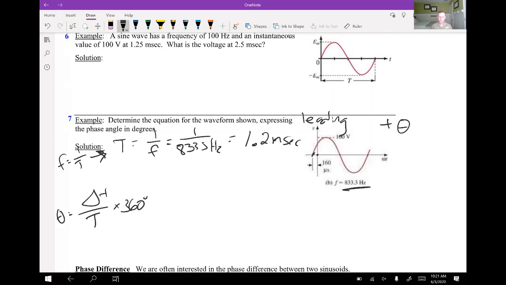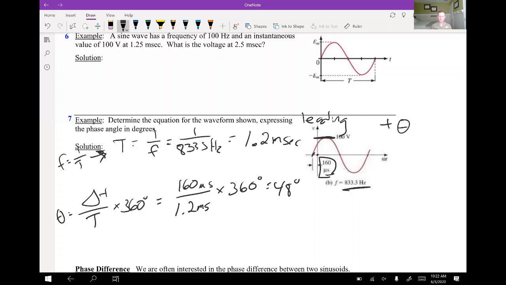My delta T is 160 microseconds. So if I'm plugging that in, 160 microseconds over 1.2 milliseconds. If I'm typing that into the calculator, that's 160, you can use the button E to the negative sixth or times 10 to the negative sixth, and 1.2 E negative 3, times 360 degrees, and I get an angle of 48 degrees.